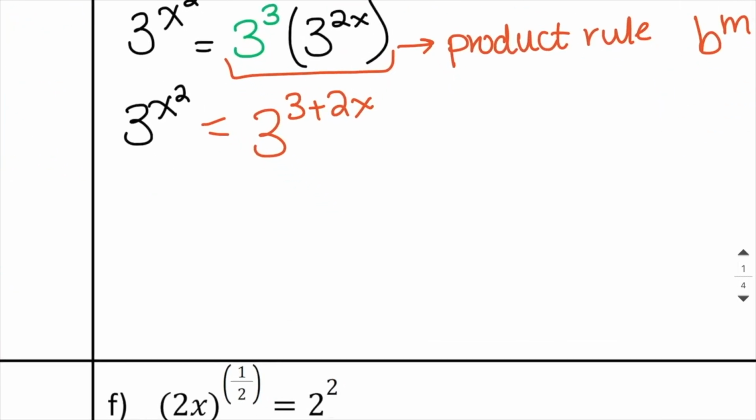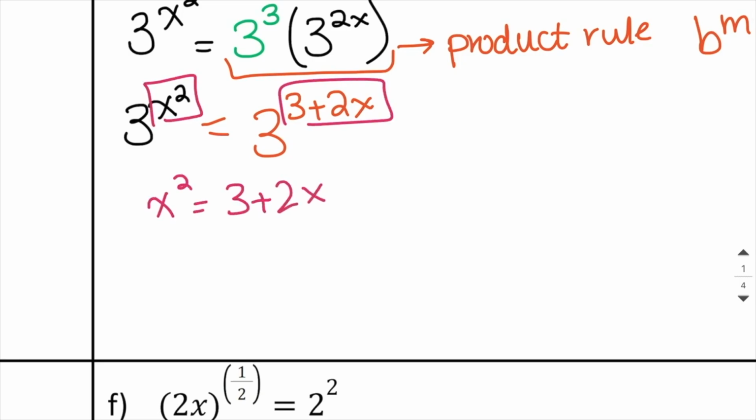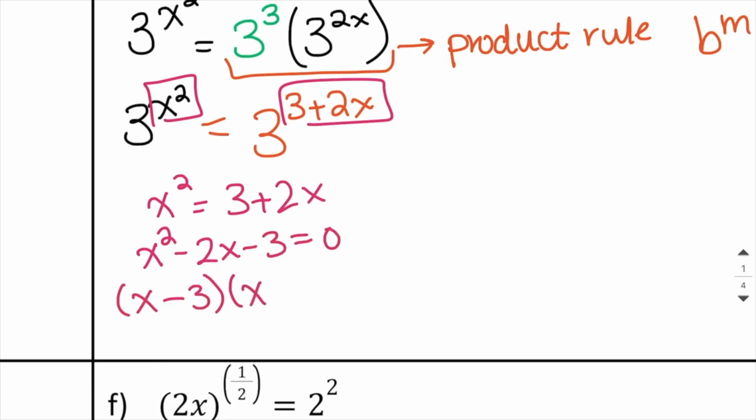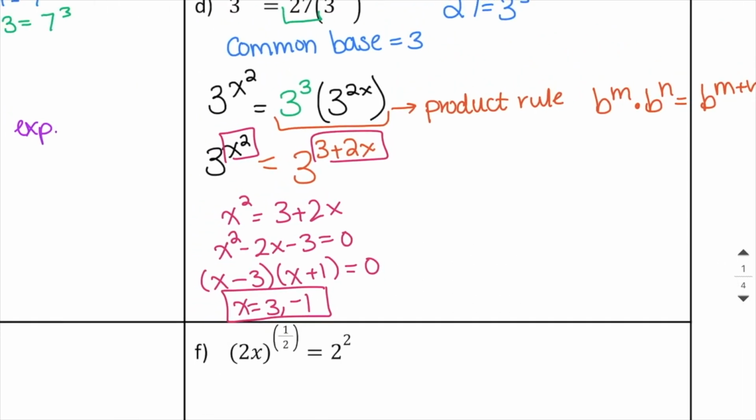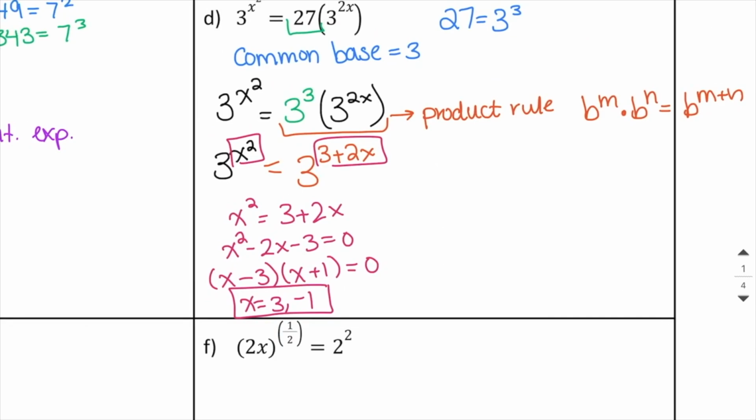Okay, so now I can set these two equal to each other, and I can say x squared equals 3 plus 2x, subtract the 2x and the 3 over. So then I end up getting x minus 3 times x plus 1 equals 0. So that means that x equals 3 or negative 1. And those are my values of x here, okay?